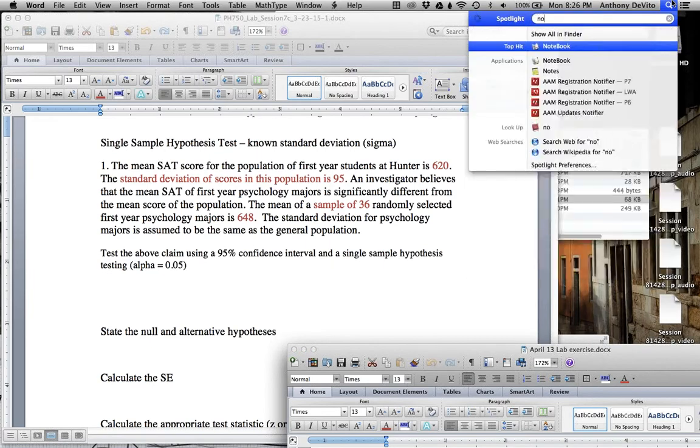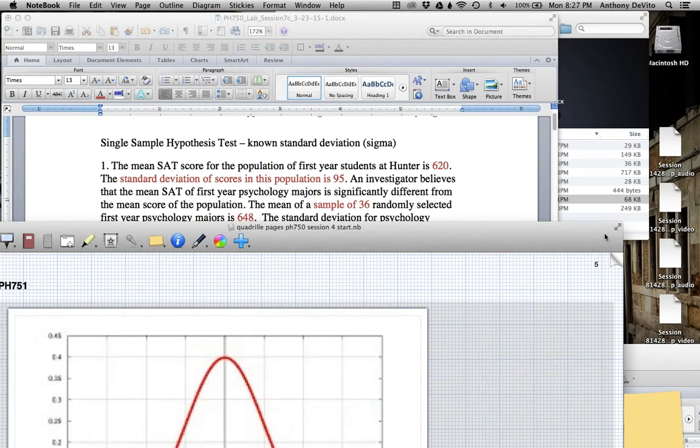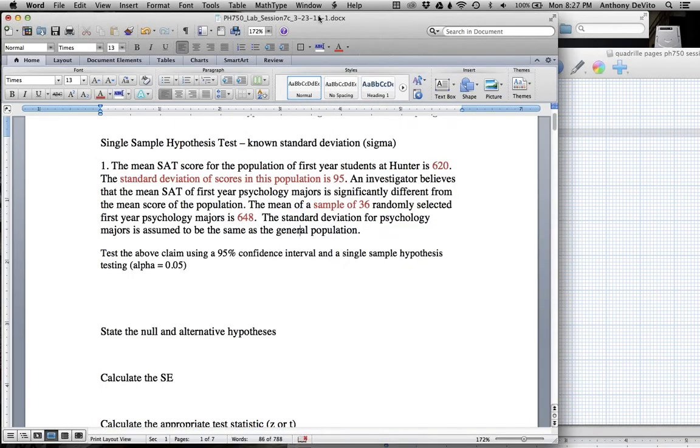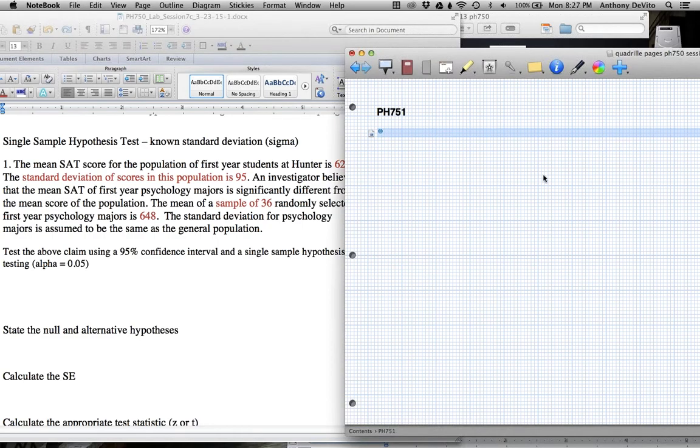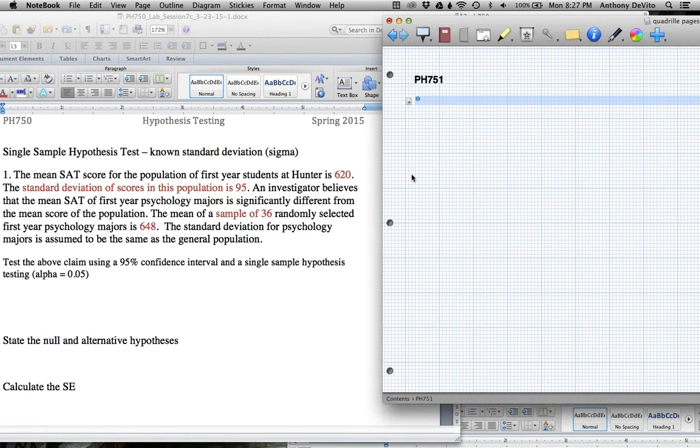We like to do hypothesis testing, so we're going to write out our hypotheses. Let me get rid of this thing so I can get both of these on the screen at the same time. So what's my null hypothesis? What do you think my null hypothesis would be here? Right, they're the same. The mean for the general population is equal to the mean for psych majors, which happens to be equal to 620.